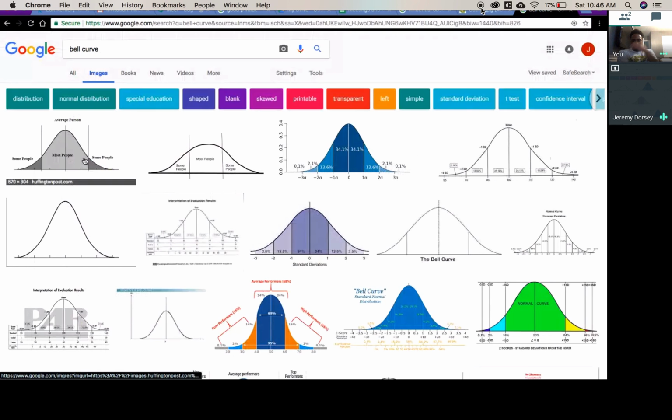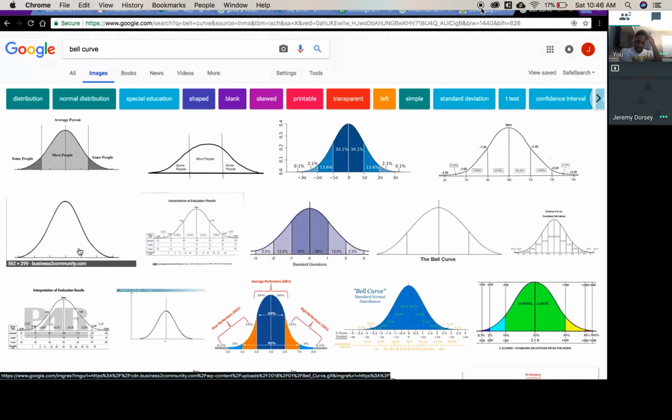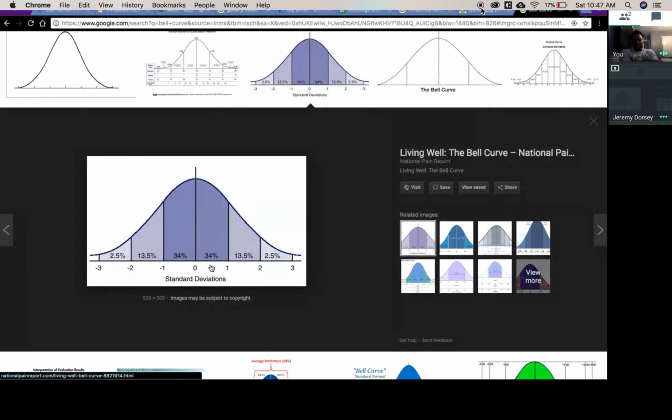So this is essentially what a bell curve looks like. You can go to the one with the percentages down there. Yep, that's the one. Here's a perfect one. If you look at this 13.5, 34, 34, and 13.5, that adds up to 95%. And so we're confident that 95% of the run scored slope parameters are going to end up in here.